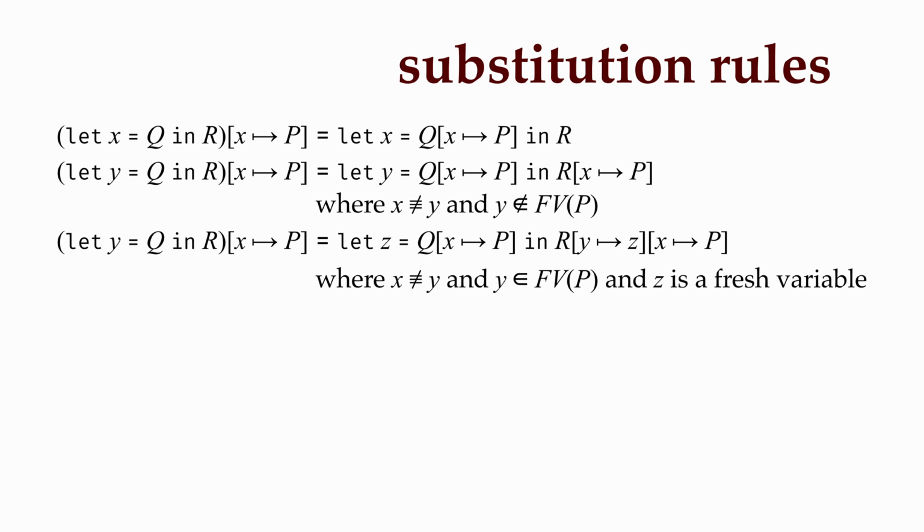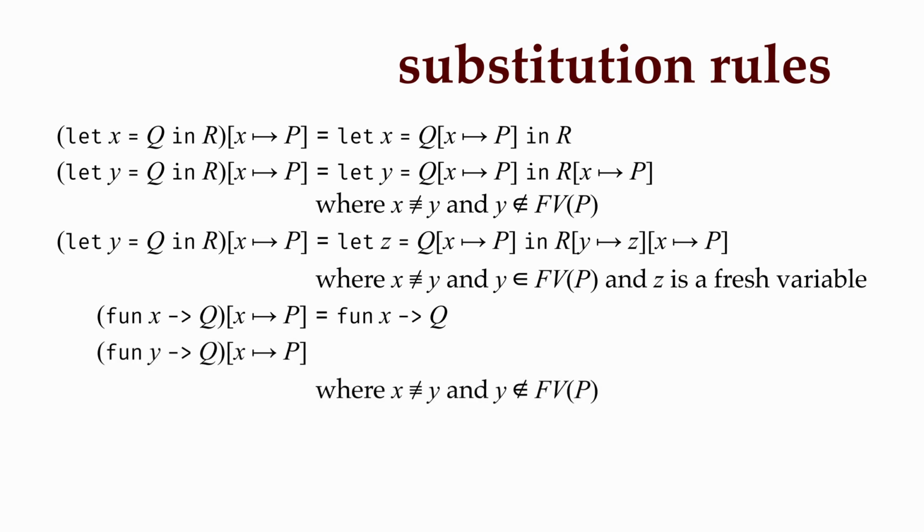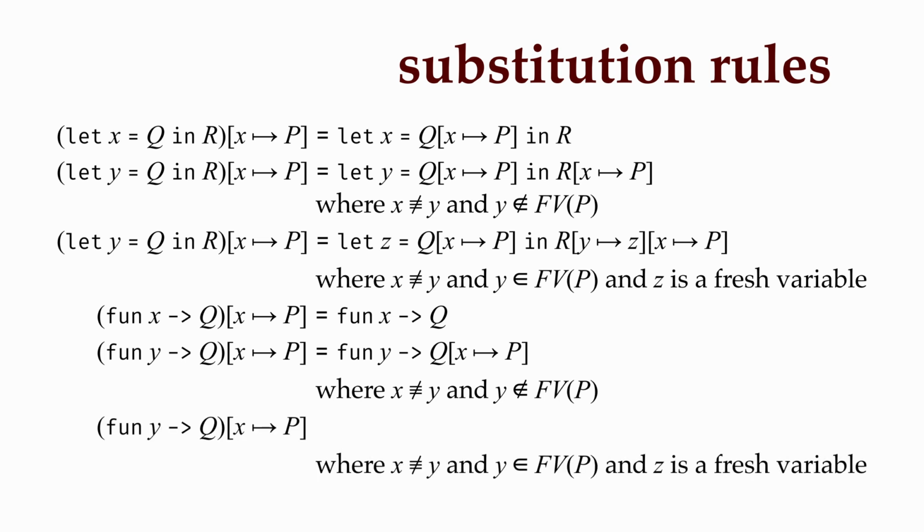Since functions also bind variables in much the same way as let expressions, their substitution rules are very similar. If we're substituting a variable that's the same as the variable bound by a function, we don't perform any substitution. But if we're substituting a different variable, then we should go ahead and perform the substitution in the function body. And in the case that the function's argument variable is also a variable that appears in the expression that we're substituting for x, then we need a fresh variable z to avoid the same variable capture issue.